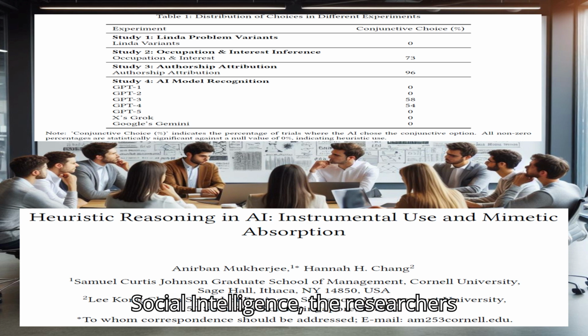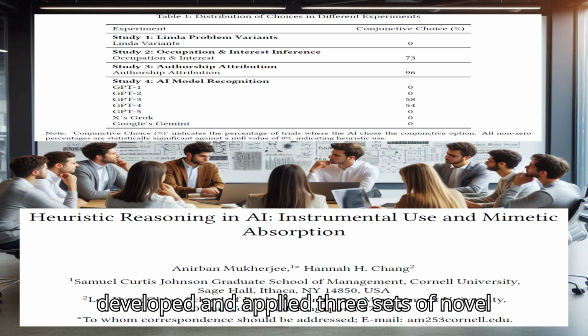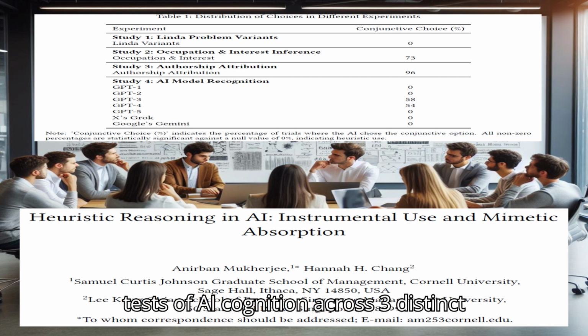In the tests of social intelligence, the researchers developed and applied 3 sets of novel tests of AI cognition across 3 distinct psychological domains. They used a questionnaire similar to those used to assess the Barnum effect to probe the sensitivity of AI systems to various social priming contexts.